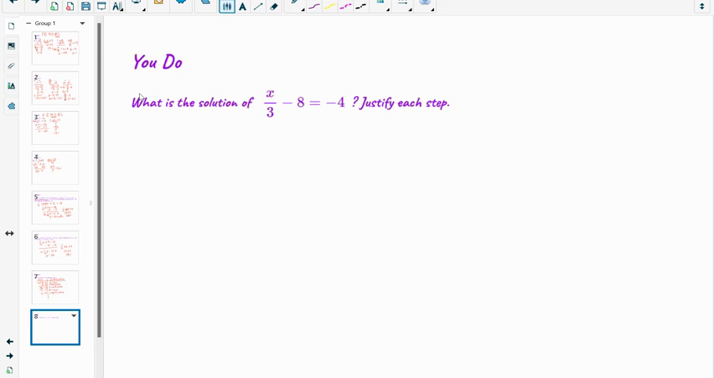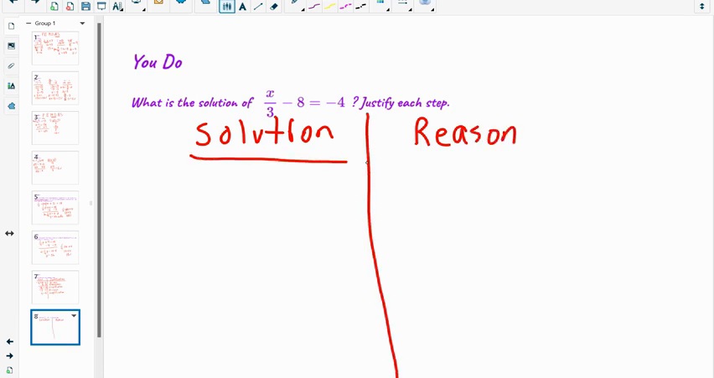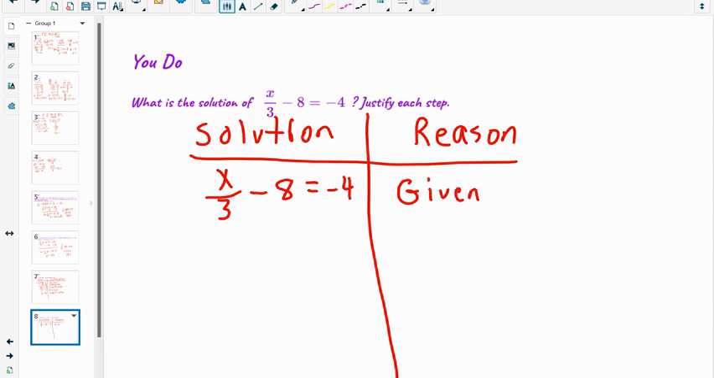Okay, so let's set up our table. This is our solution. And this time I'll say reason instead of justification, even though justification sounds more technical. All right, so we got x over 3 minus 8 equals negative 4. That's always given to us. All right, so we'll start with adding 8 to both sides.